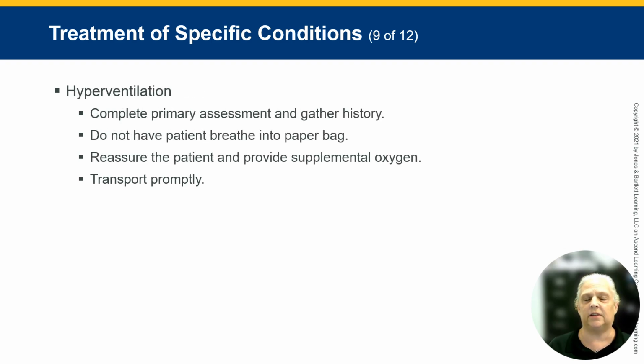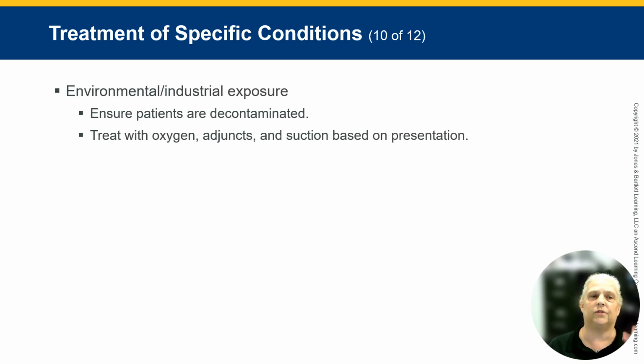For hyperventilation, don't give them a paper bag to breathe in. Okay, you want to do your primary assessment, you gather your history, reassure your patient, give them oxygen, transport promptly. Try and get them to focus on their breathing. For environmental and industrial exposures, we need to make sure that the patient has been decontaminated, and then we're going to go ahead and give them oxygen, use adjuncts if necessary, and suction.